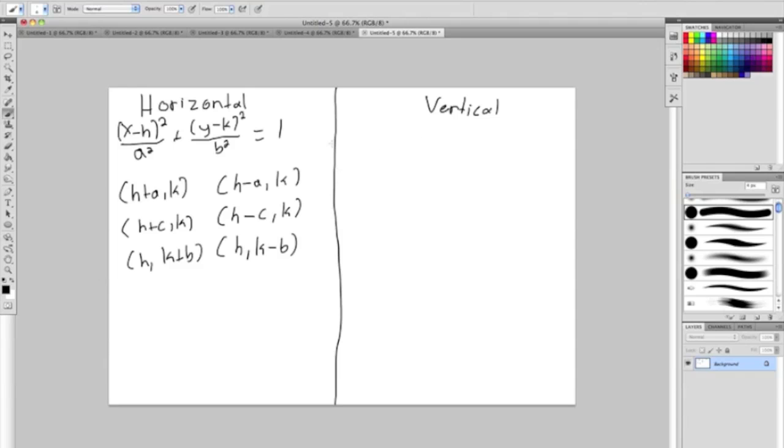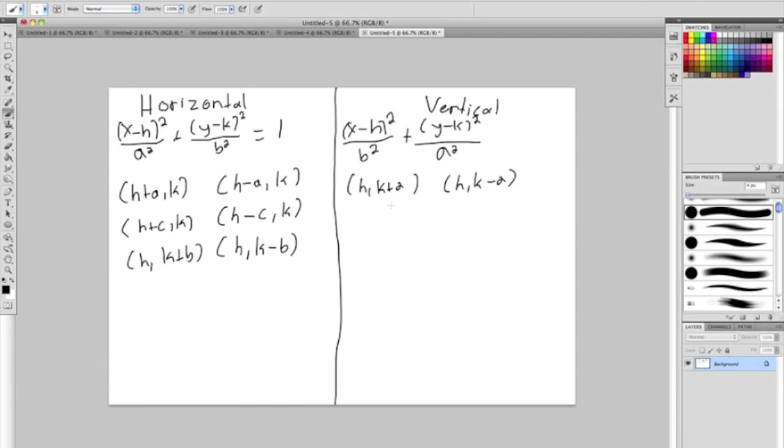For vertical, the equation is usually (x minus h) squared over b squared plus (y minus k) squared over a squared. Again, it doesn't really matter where you put the a's or b's, it's easier for me to keep the a as the greater one because it makes these much easier. But that's just me. This is about your preference. For this one, if you want to find the vertices, you do h and you do k plus a, and then h, k minus a.